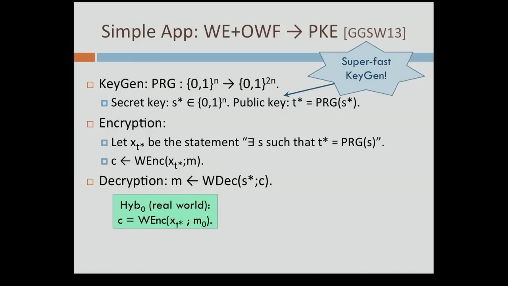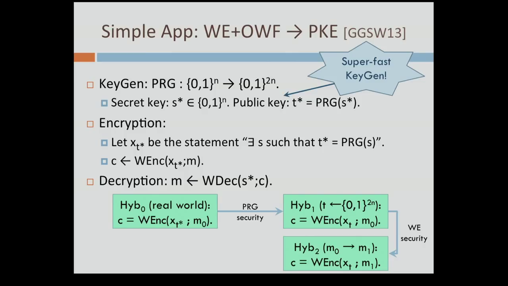How do I prove the security of this? First, I have my encryption of M0, where the statement is with respect to the actual public key. Now I'm going to switch the public key to just be a perfectly uniform string. You can't tell the difference by PRG security. If this is a perfectly random string, there's probably no pre-image with respect to the PRG, so it's unsatisfiable. So I can replace my encryption of M0 with M1 by witness encryption security, and then finally I go back, using PRG security, to my valid public key.